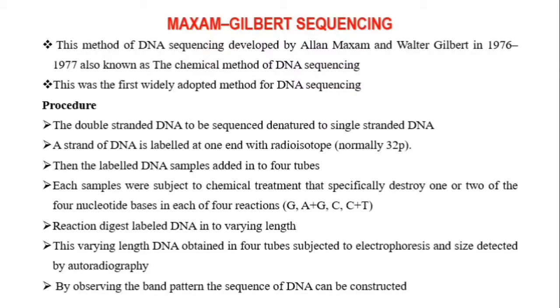These chemicals will destroy one or two of the four nucleotide bases in each of the four reactions. One reaction will cleave G, another will cleave A and G, another will cleave C, and the other tube cleaves C and T.